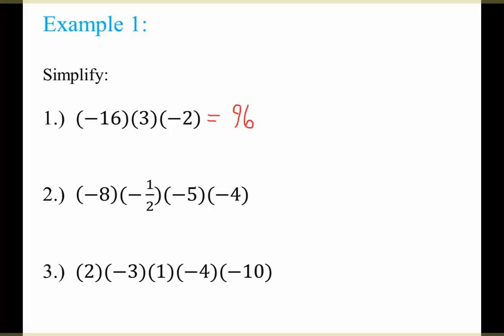All right, let's take a look at number 2. In number 2, I have 1, 2, 3, 4 negative numbers, so I also know here that my answer is going to be positive because 4 is an even number. And when you multiply all of that out, 1/2 of 8 is 4. 4 times 5 is 20. 20 times 4. So we're talking about positive 80.